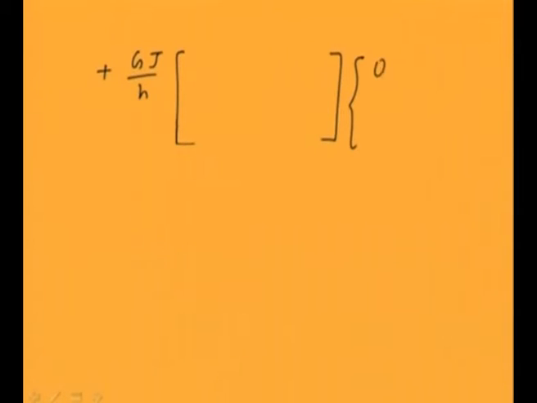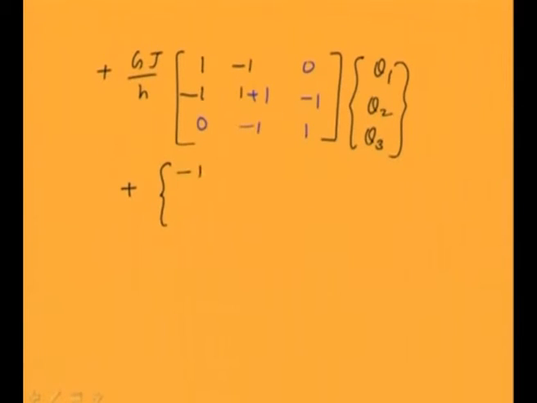Like this: theta 1, theta 2, theta 3, and the contribution from the first element will be this, and for the second element we will have the contribution here. The rest of the terms are 0. For the force vector we have minus T1, and T2 is coming from the second element.